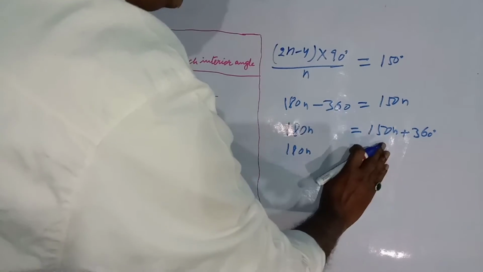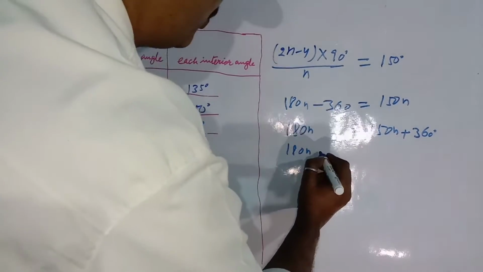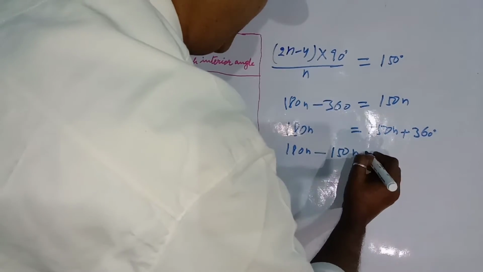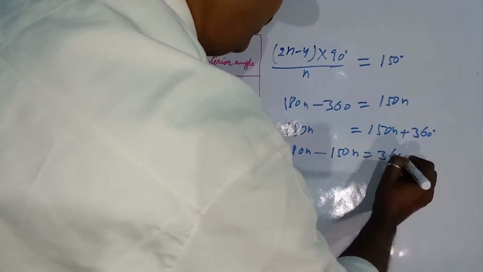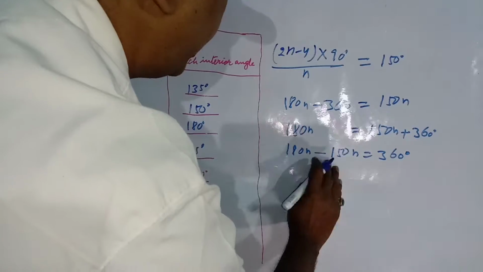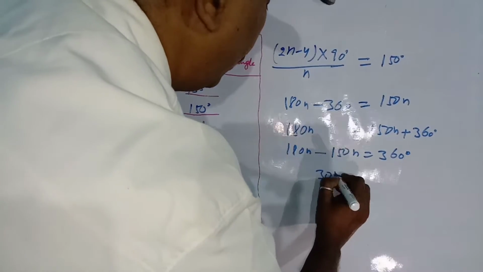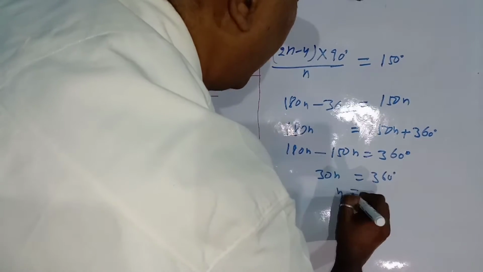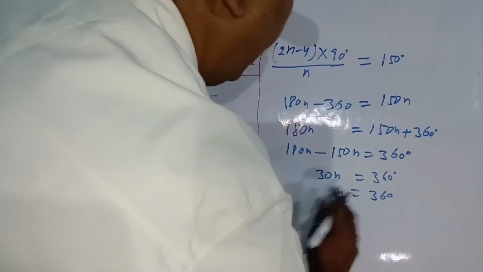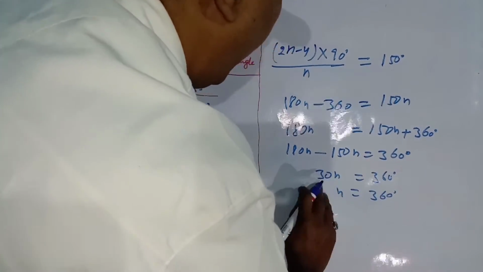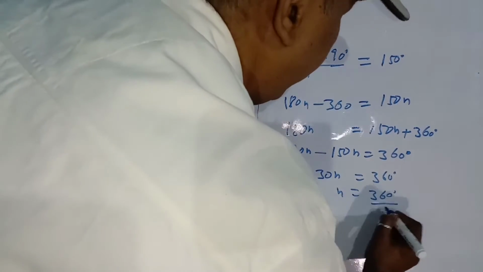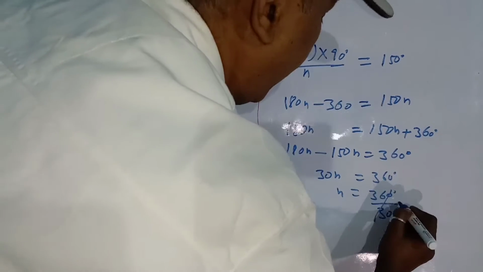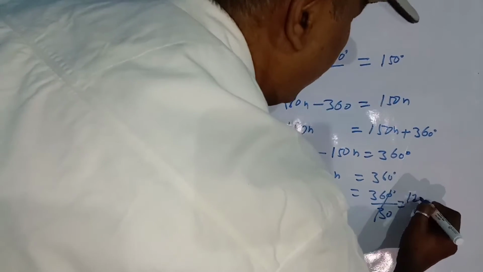180n, this 150n we will transpose here, and it will be here minus 150n. Now we have this one 360. Now we will subtract this one, and we got 30n equals to 360 degree. Then n equals to 360 degree over 30, which will be below the 360. Now we will cut this one, and we got 12.